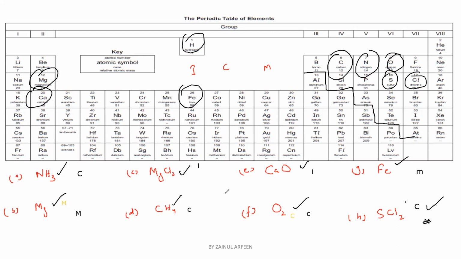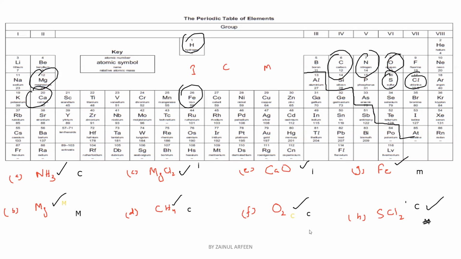Is it clear to everyone how we can work out the type of the bonding within the substance? If metal and non-metal, ionic. If non-metals, covalent. And if metal alone, it will be metallic, or a mixture of the metal will also be metallic.